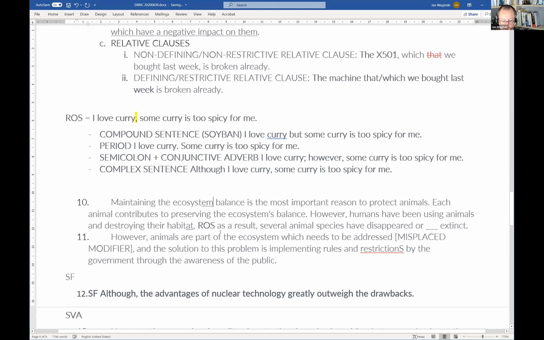Those are your four options. So we already talked about this. Maintaining the ecosystem's balance is the most important reason to protect animals. Each animal contributes to preserving the ecosystem's balance. However, humans have been using animals and destroying their habitats. As a result, several animal species have disappeared or extinct.